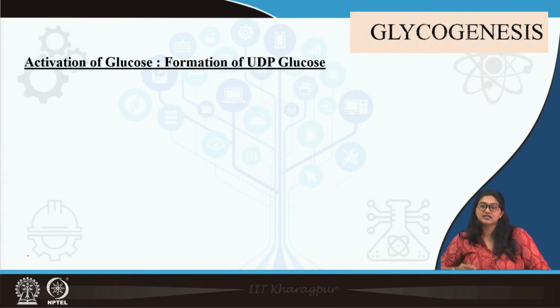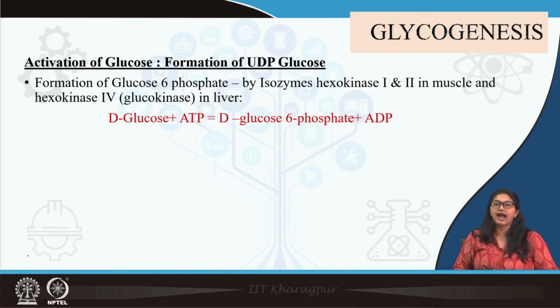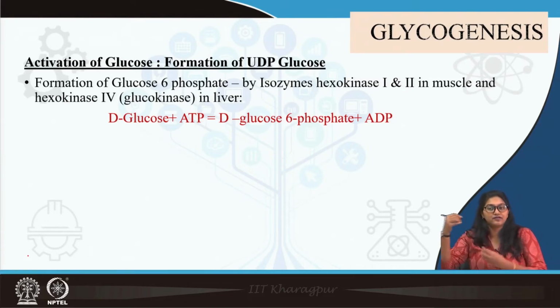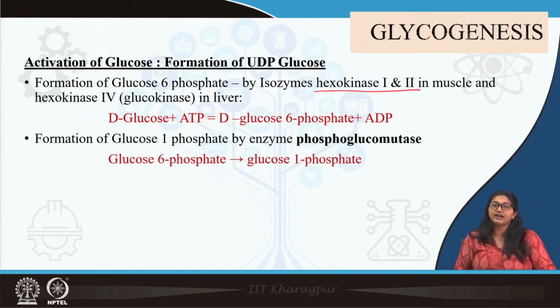So, basically the first thing is activation of glucose, where glucose has to be activated with addition of UDP, and it starts from the very formation of glucose 6-phosphate. Where does this glucose 6-phosphate come from? If you remember, it is the first step in glycolysis. When excess glucose enters inside the cell, with the help of hexokinase enzyme it forms glucose 6-phosphate. Now, this glucose 6-phosphate is converted to glucose 1-phosphate with the help of the enzyme phosphoglucomutase.